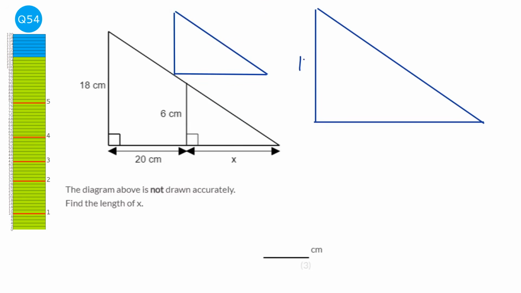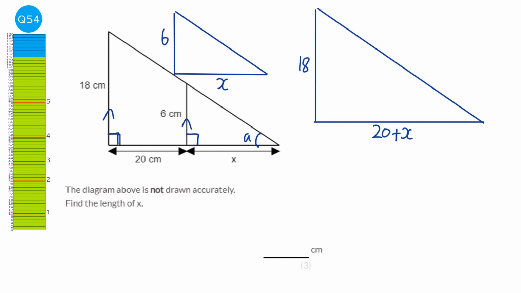And we can label the sides of them as 18. Now this long length would be 20 plus x, 20 centimeters plus x. Then we've got 6 here and we've got x here. Now the 2 triangles are similar because we know the sides here are parallel because they are right angles. And they share an angle here, which we can just label as A, and so they are definitely similar, which means that one is an enlargement of the other.